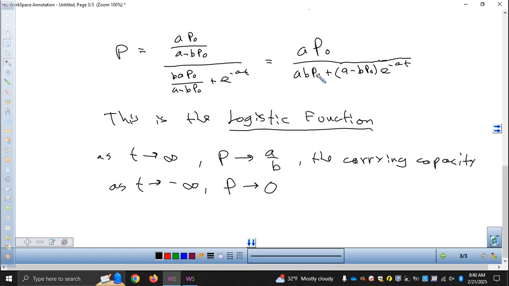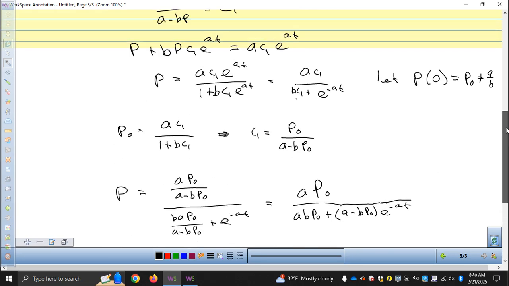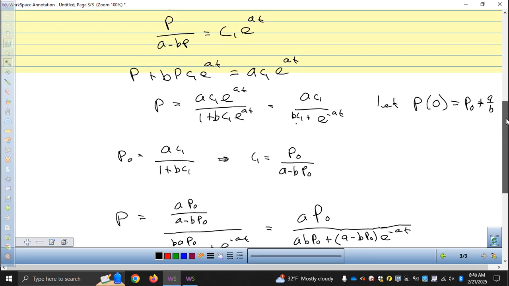Yeah, the way I've written it, it should approach 1 over b. But let me double check that, just to make sure I didn't make a mistake somewhere in my algebra. So I'm going to put a question mark there for now, and I'll double check on that. Let me look back here and see, did I drop an A somewhere?